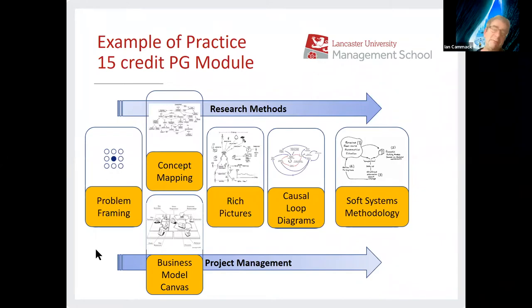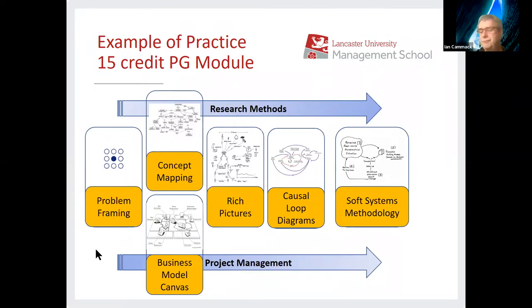The causal loop diagram is representing the as-is situation. What is the issue? What are the challenges that this organization, this society is facing? And then soft systems is digging into some specific parts of the possible, or the to-be, situation. So it's quite a different purpose between those methods.